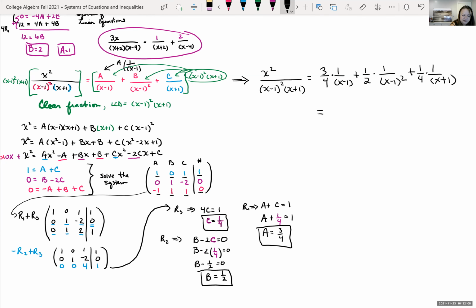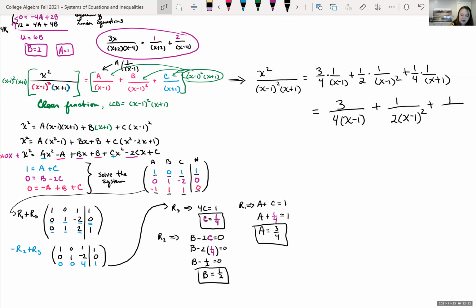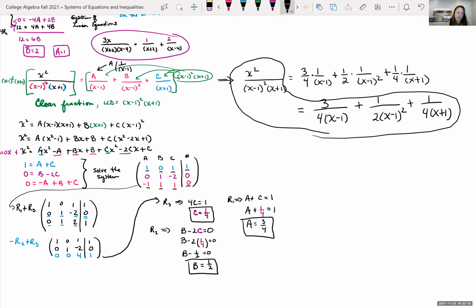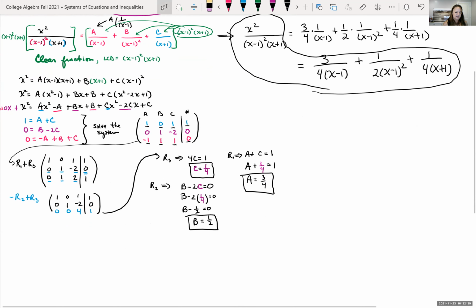I'm going to clean it up a little bit. This is the same thing as 3 all over 4 times x minus 1, plus 1 all over 2 times x minus 1 quantity squared, plus 1 all over 4 times x plus 1. So we just rewrote that complex rational fraction as a sum of simpler fractions.